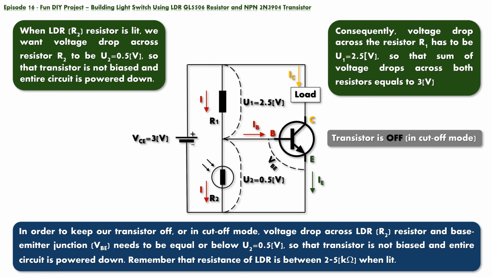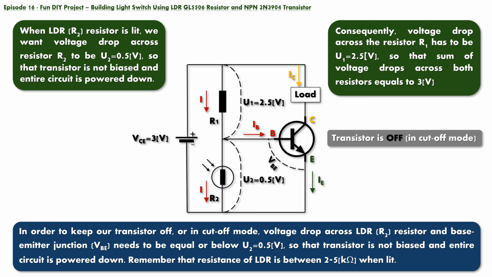So, this is our new schematics. Now, resistors R1 and LDR, which we marked as R2, create a voltage divider circuit. Our job is to calculate the value of resistor R1, so that when the LDR is lit, the voltage drop across R2 drops below 0.5 volts, and the voltage drop across R1 equals 2.5 volts, so that together we have 3 volts in total across the voltage divider circuit. Remember that both resistors R1 and R2 share the same current.